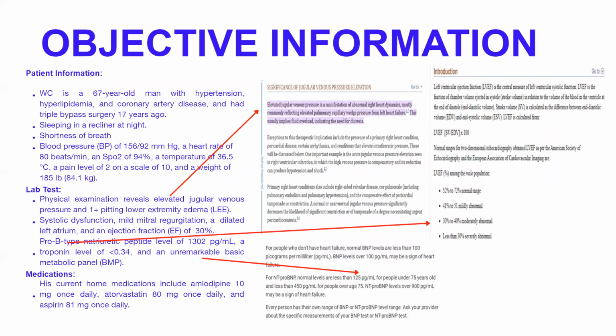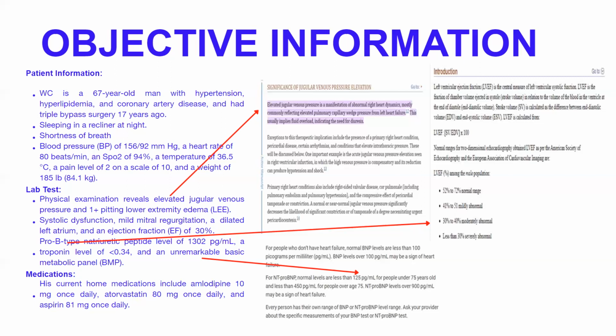So we have the objective information showing the lab tests of the patient. First, the physical examination reveals elevated jugular venous pressure and more than one pitting lower extremity edema. Based on the National Library of Medicine, elevated jugular venous pressure is a manifestation of abnormal right heart dynamics, most commonly reflecting elevated pulmonary capillary wedge pressure from left heart failure. This usually implies fluid overload, indicating the need for diuresis.